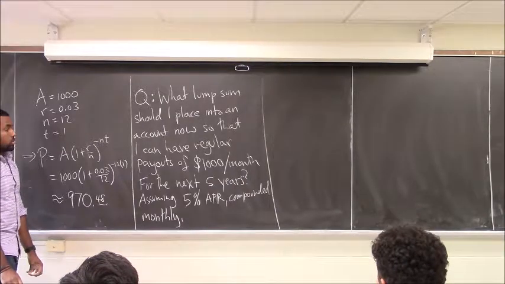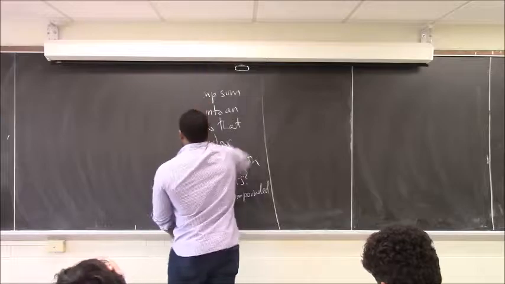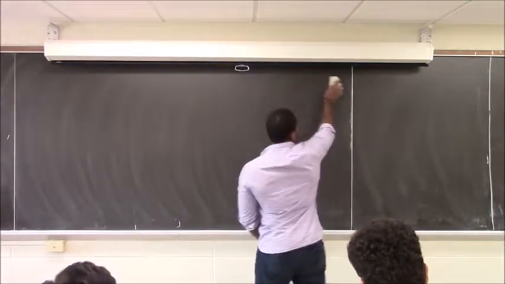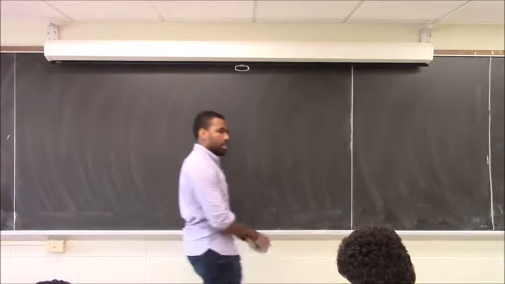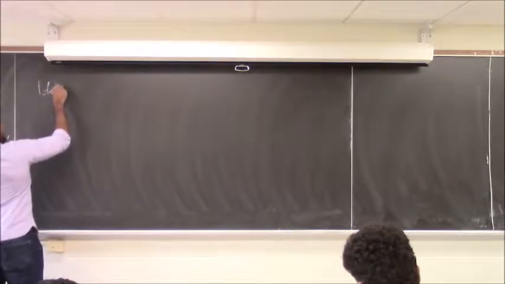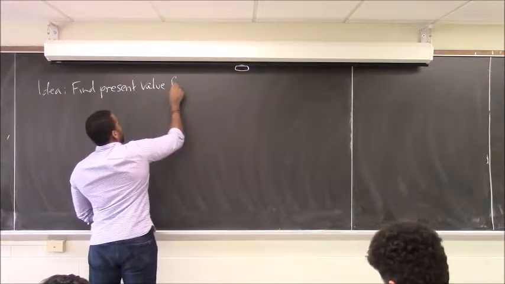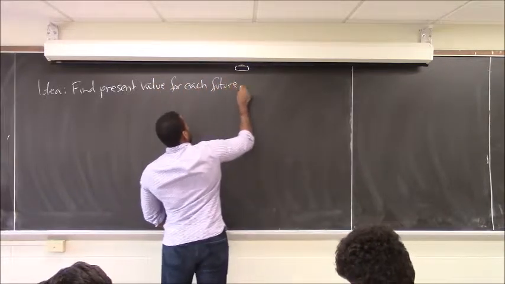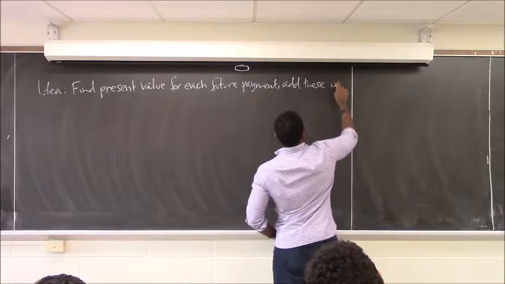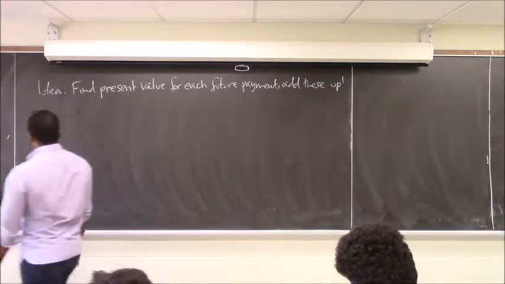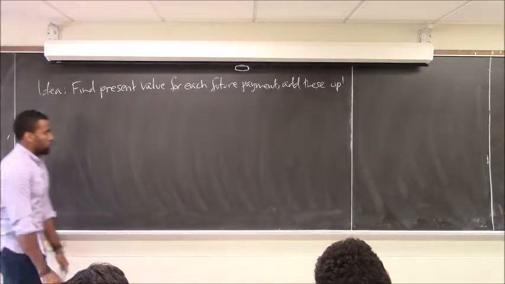Okay, do this. So now here's the idea. I need to find multiple present values. I need to find a present value for each one of those payments. And then I want to add them all up. That's basically going to be the idea. So now I'm going to kind of do it in general, and then we're going to actually plug in the 5 years where we actually need it.